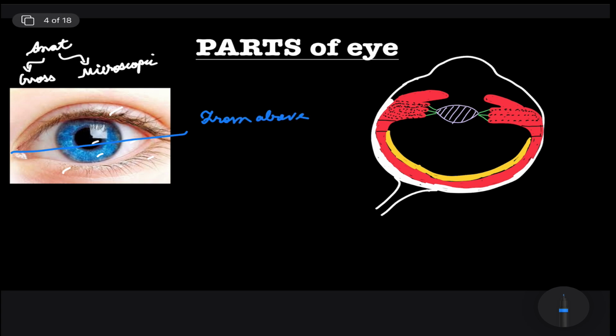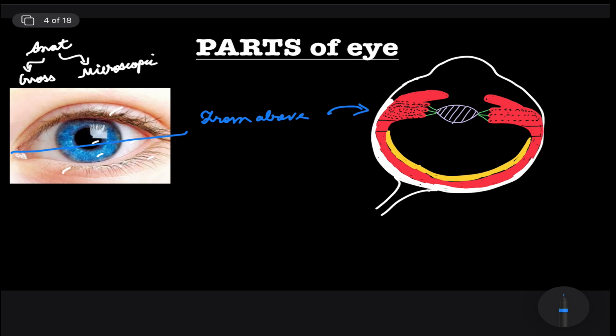Okay, so the eye, we cut it in half just like this. We took a transverse section, that is, and then we are seeing it from above, and that is what we are seeing here. Okay, why have we done this? We have done this for better understanding the different parts, or rather the different layers of the eye.